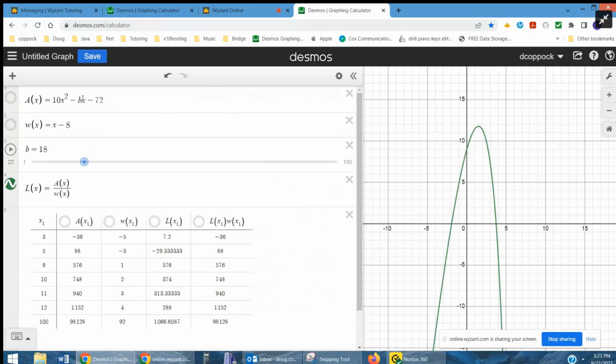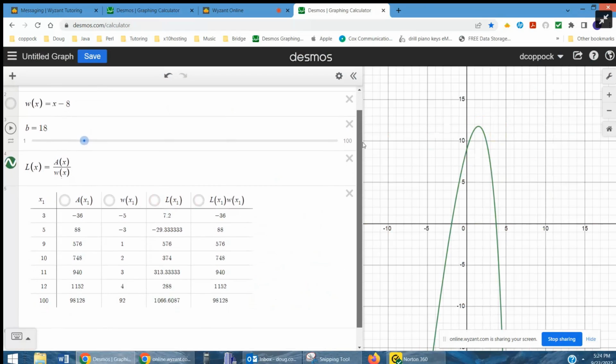Okay, so if I go to Desmos, here's an expression for the area where I have a b for the coefficient of the linear term. There's an expression for the width. The length is L of x equals the area divided by the width. And you can see that when I set b equal to 18, I get some areas that are integers, because the area function is a polynomial. If I divide by the width, that's also a polynomial. But the length expression gives me these answers with decimals in them. So that can't be a polynomial if I'm putting an integer into the function for L.